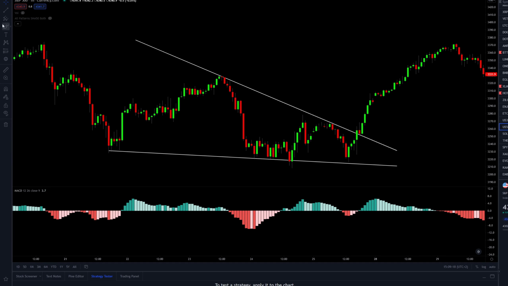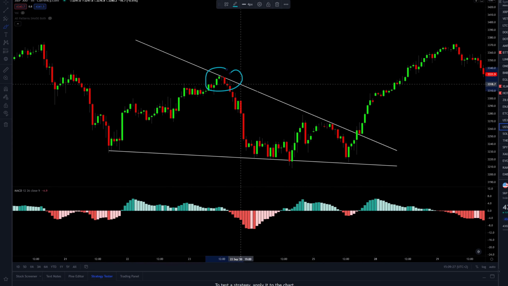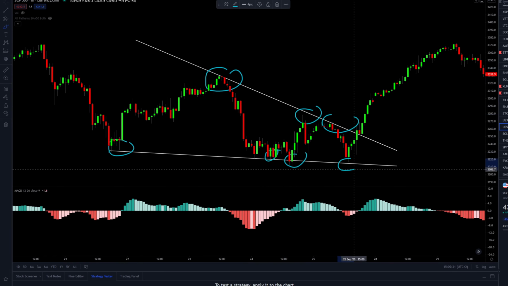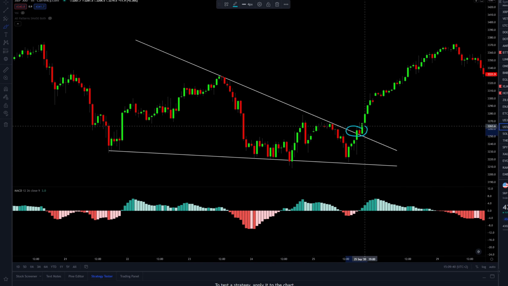Alright, so right now I'm looking at the S&P 500 index, and what you can see here is a falling wedge. You can see we're printing consecutive lower highs and at the same time consecutive lower lows. And one way to enter here is that you actually enter right on the breakout.